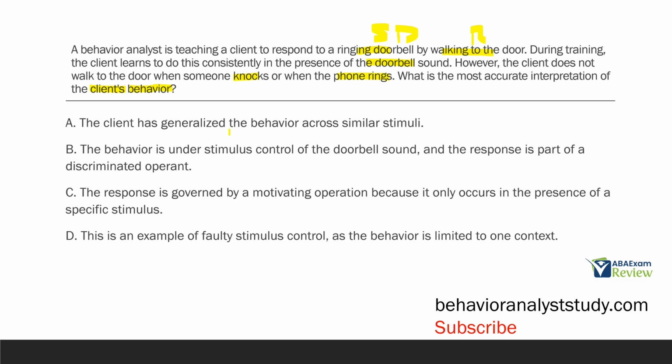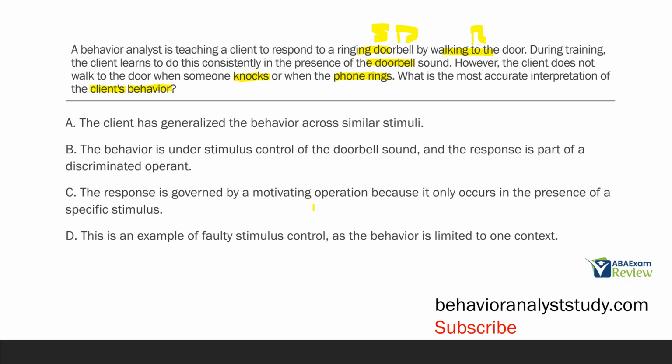So if you look at A, the client has generalized the behavior across stimuli. That's not true. As of now, the client is responding to the doorbell, but that behavior has not generalized to knocking or phone ringing. What about B? The behavior is under stimulus control of the doorbell sound, and the response is part of a discriminated operant. That's true. The behavior changes, or happens more, in the presence of the doorbell sound. That is also true. The client responds when the doorbell rings, but does not when the doorbell does not ring. So B looks to be true.